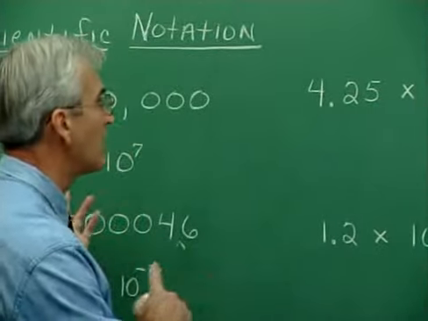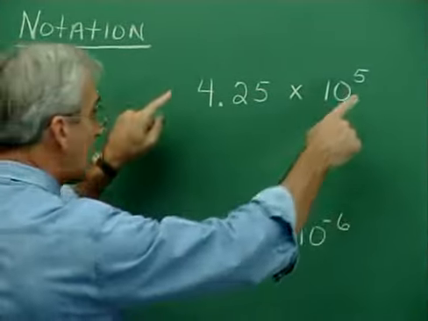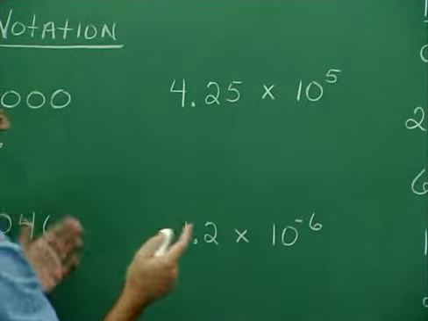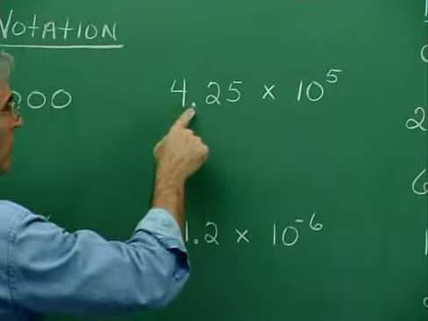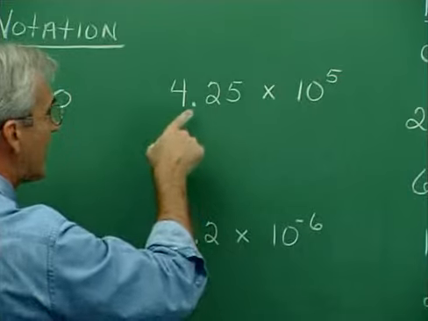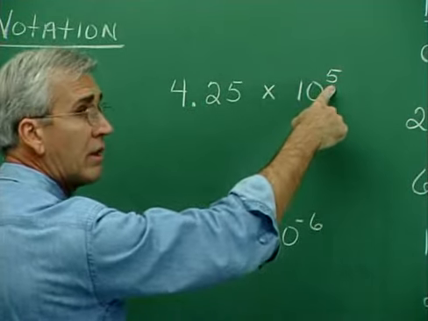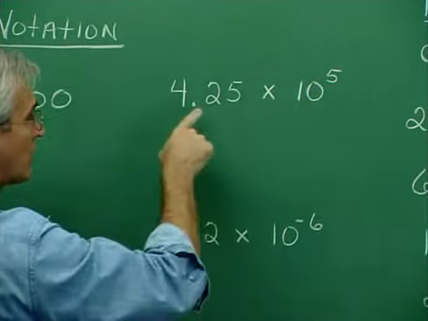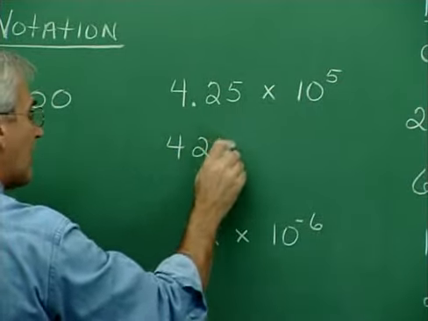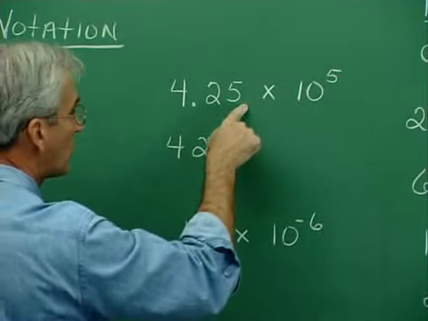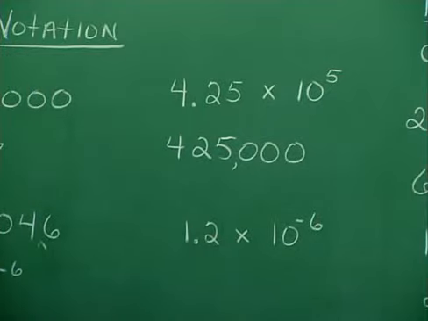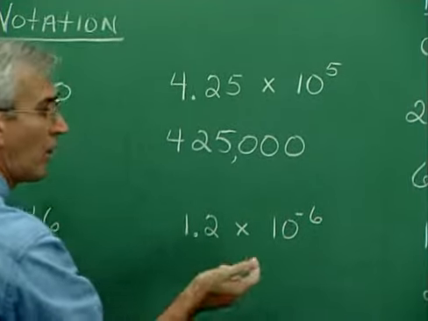All right, to go in the other direction, that is to write a number that is in scientific notation in its expanded form, all we do is perform the indicated operations. Here we're multiplying 4.25 times 10 to the 5th, and when we multiply by powers of 10 like this, we're just sliding the decimal point corresponding with the exponent on the 10. So we're going to slide this decimal point 5 places to the right. This becomes 4, 2, 5, and we need placeholders for the other 3. So this is 425,000.